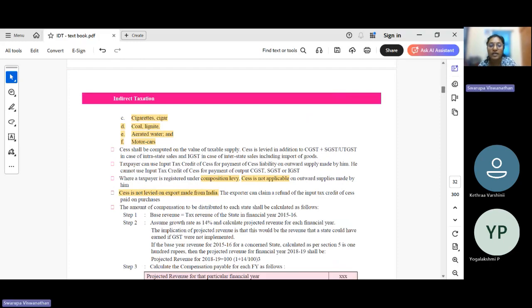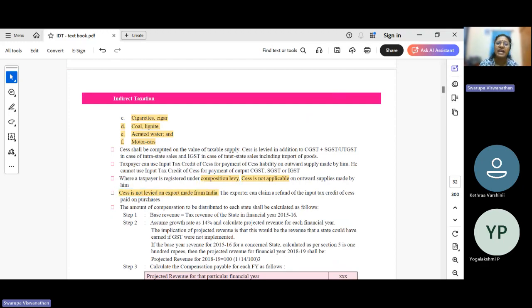Compensation cess is not applicable if you are under composition levy. It is not applicable when goods are being exported from India, because export is zero rated supply. When it is a zero rated supply, how you can apply compensation cess? So compensation cess is not applied in case of exports. It is not applied in case of composition levy. Okay, these two exceptions you have to remember.